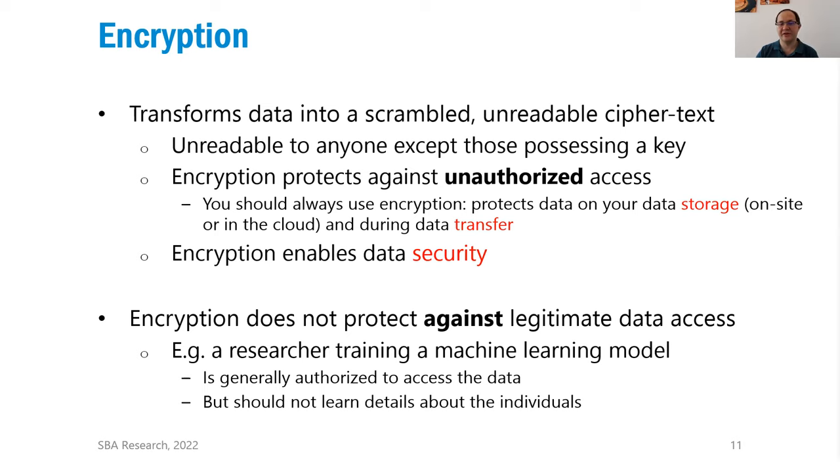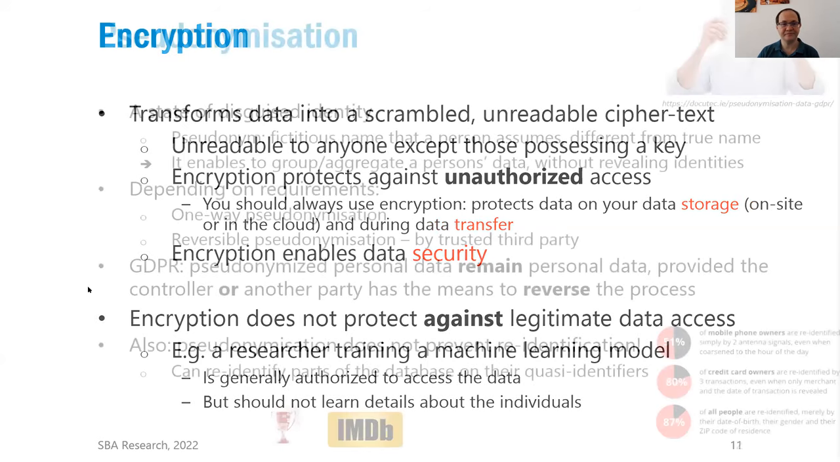But it doesn't really protect against cases where someone actually has legitimate access to the data and would then try to infer something about the information. So if you give a researcher access to train a machine learning model on, they normally have access to the data. So they're authorized to access the data, but they still should not learn information about the individuals. And this is basically what we are concerned with.